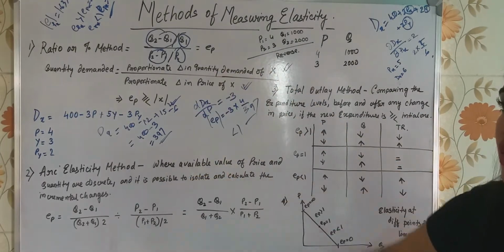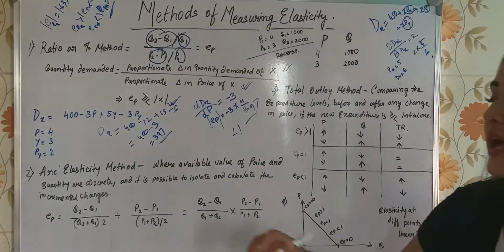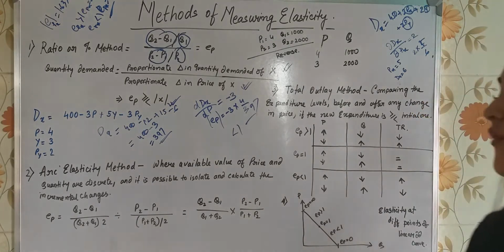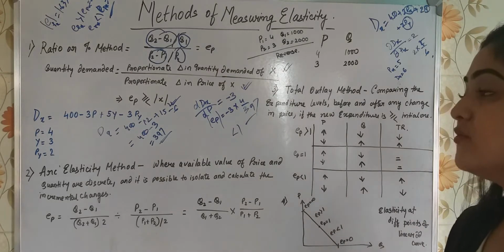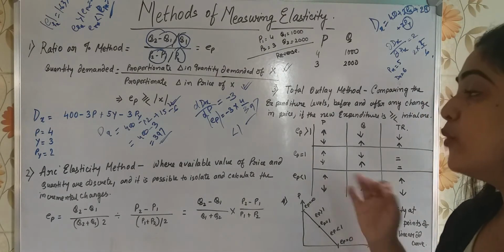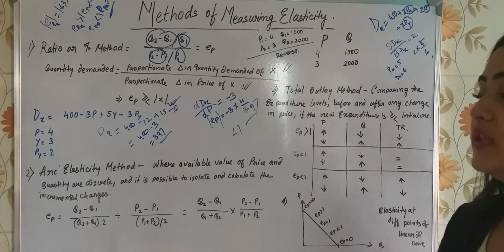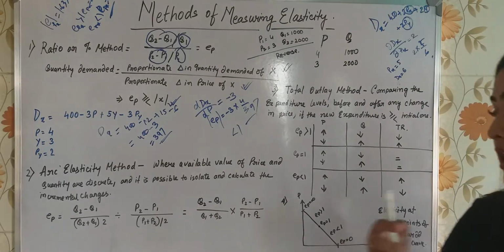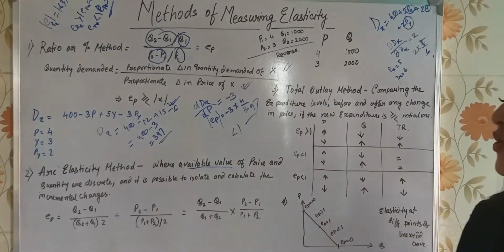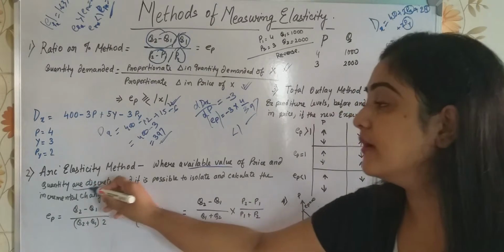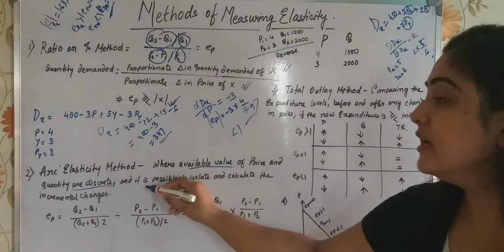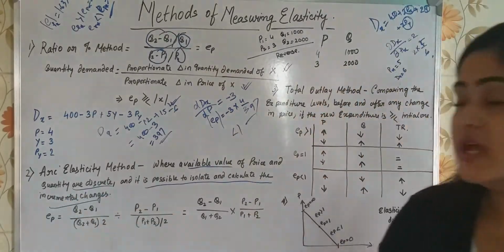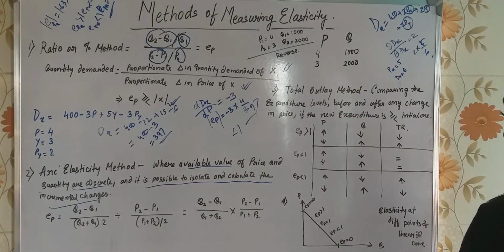So this was the first process. This was the ratio or percentage method. Then we come to the arc elasticity method. What is the arc elasticity method? When the available values of price and quantity are discrete and it is possible to isolate and calculate the incremental changes, then we call it arc elasticity.